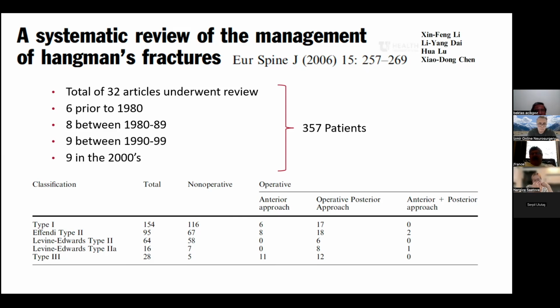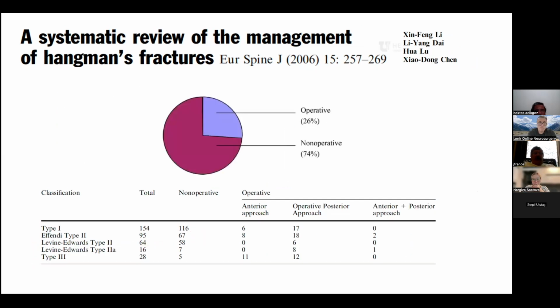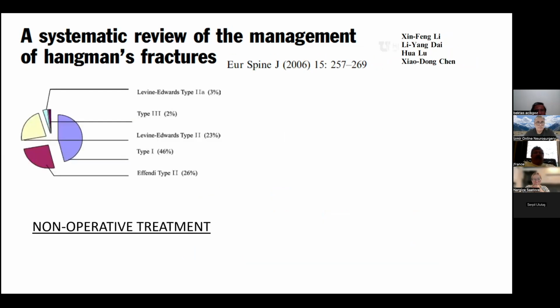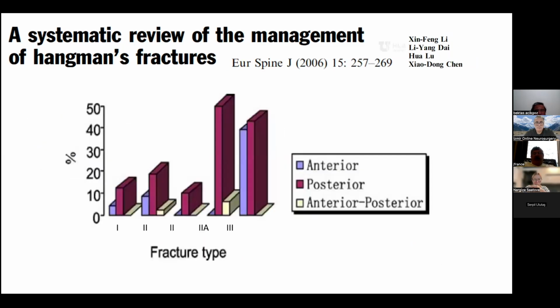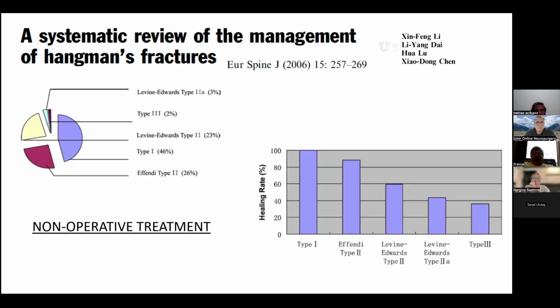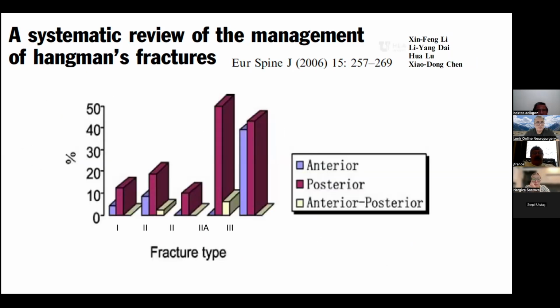It's unlikely that they'll reduce non-operatively. So you can see those are the ones they tended to treat non-operatively. And this is the distribution. Heavy favor in terms of non-operative treatment. The same paper showing you the classification, distribution of non-operative treatment, and then the healing rate. And so if you'll notice, the healing rate of this fracture is really quite high.